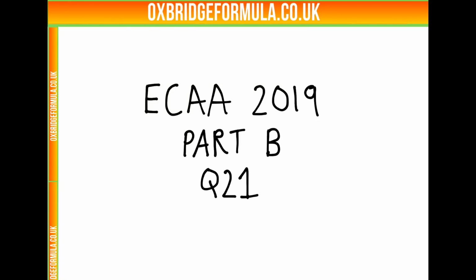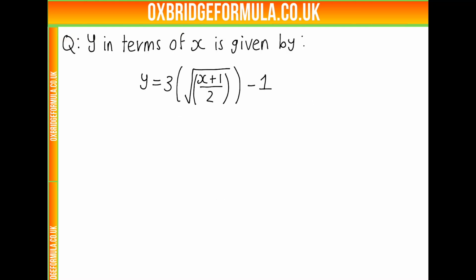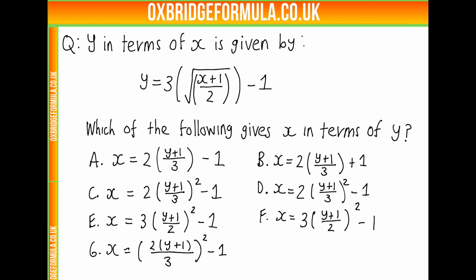This is the solution video for question 21 from part B of the 2019 ECAA paper. In this question, we're told y in terms of x is given by this: y equals 3 times the square root of (x plus 1)/2, minus 1. And we're asked which of the following, from A to G, gives x in terms of y, where x is an expression of some formula of y in all of these seven.